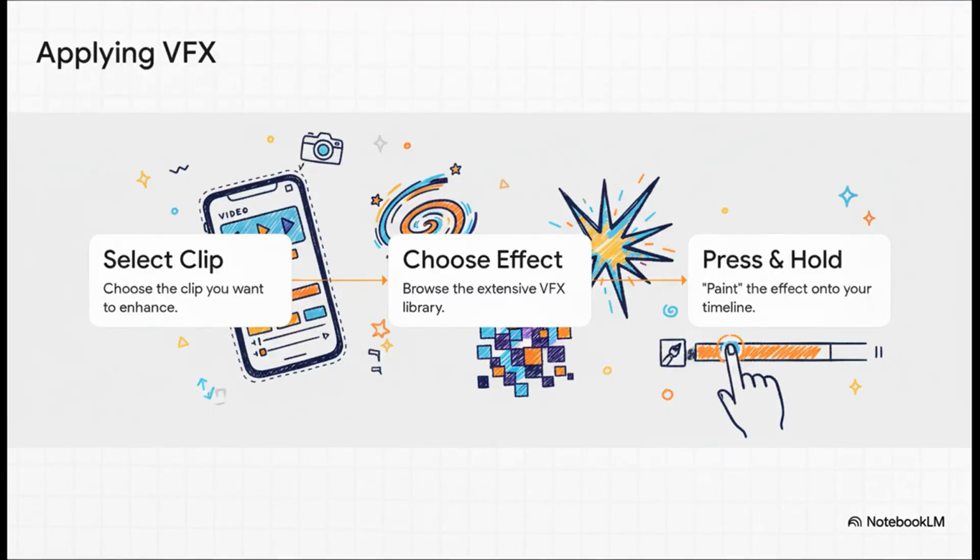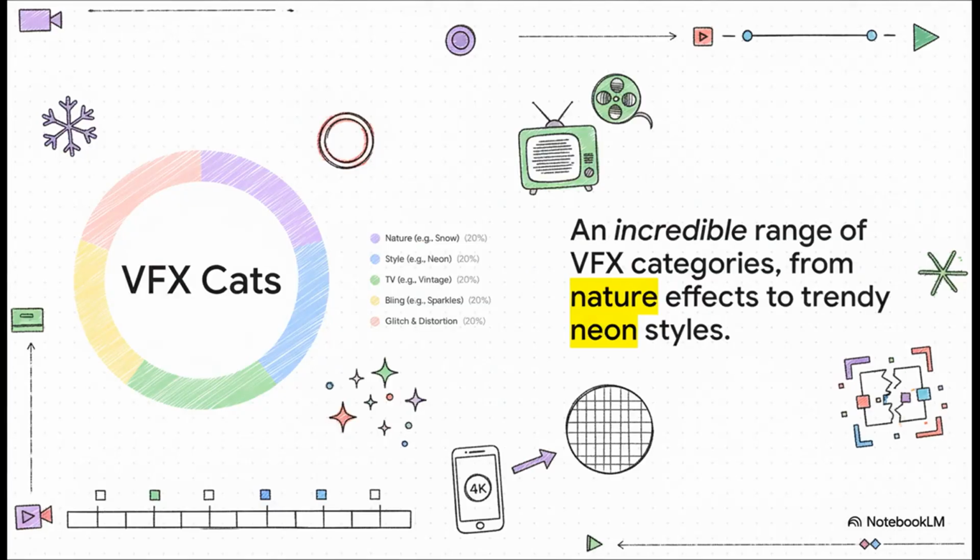And get this, applying them is ridiculously easy and honestly kind of fun. You just pick the clip you want to add an effect to, browse through the categories, and when you find one you like, you just press and hold. That's it. The effect gets painted onto your timeline for as long as you keep your finger down. It's so fast and intuitive. No complicated menus, just pure creative flow. And the library of effects is just, wow. You've got everything.